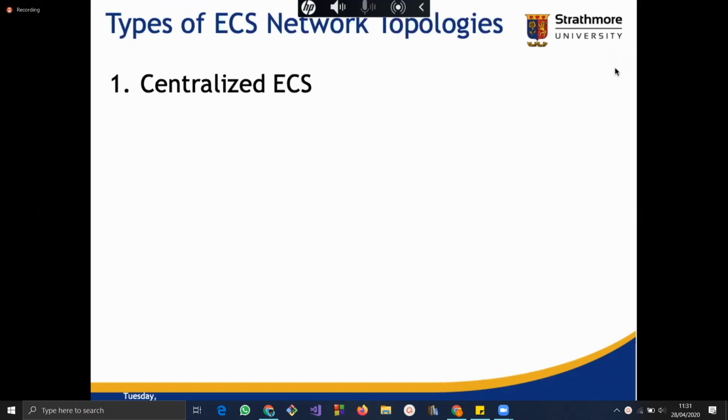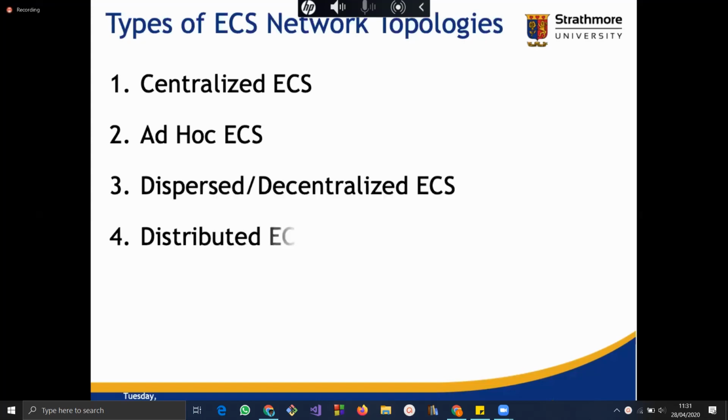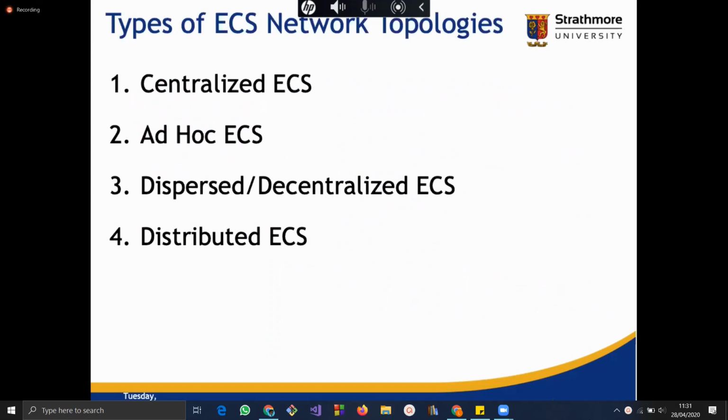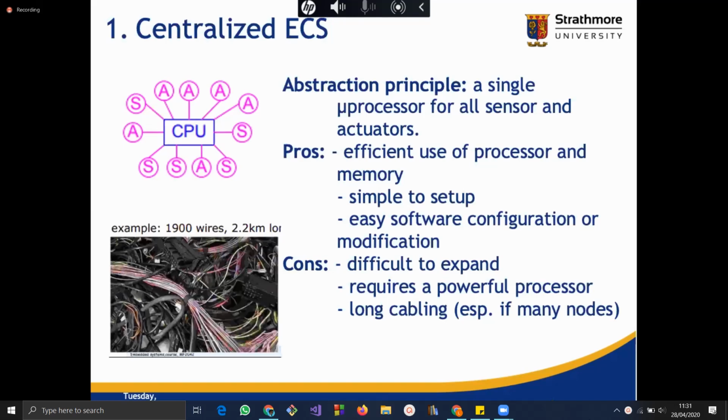So we look at the topologies, network topologies for an embedded system. There is the centralized, ad hoc, dispersed, and distributed. Our goal is to cover the distributed embedded system. The first three are just for us to understand that there are other types of topologies, but our aim for this unit is to cover the distributed embedded system.